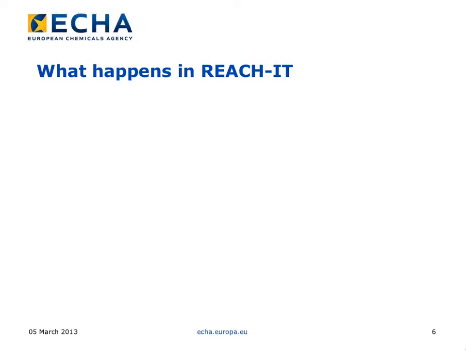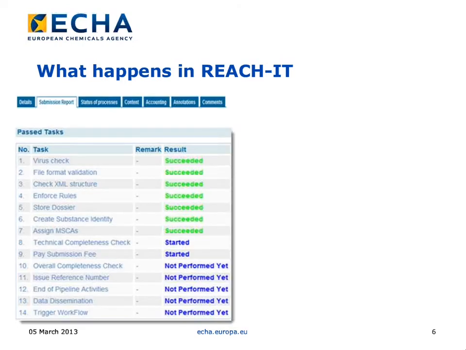How to monitor the status of your dossier in Reach IT? You can see the status of your dossier by going to Submission Report, where you can see the past task list. If task number 4, Enforce Rules, is succeeded, that means that the business rules step has passed. You should also monitor your registration by checking the Reach IT message box.